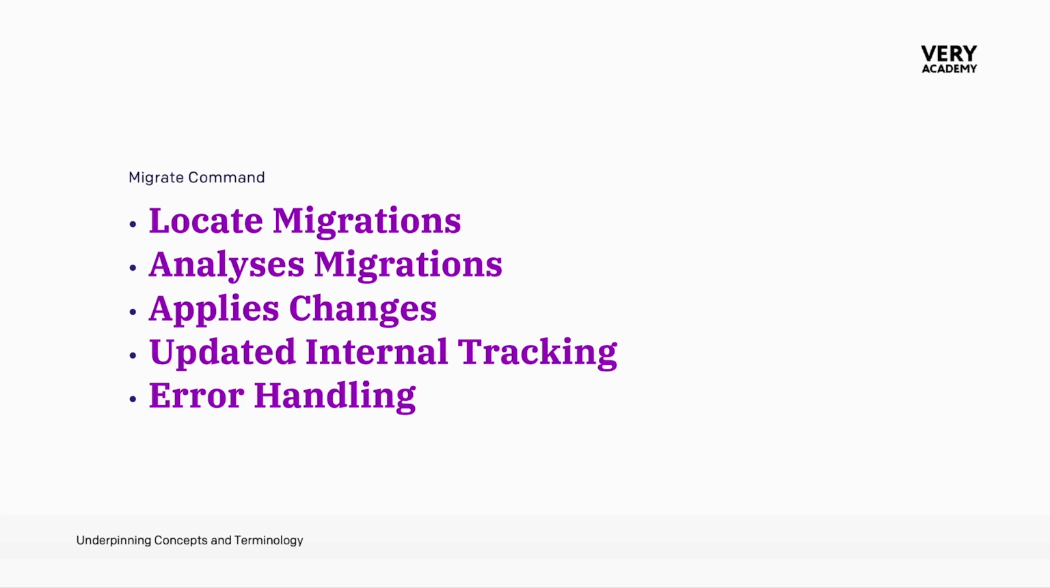Now, through this process, if at any time an error occurs during the migration process, then Django will stop and roll back any completed changes. It does provide an error message to help you identify the problem and fix it before retrying the migration.